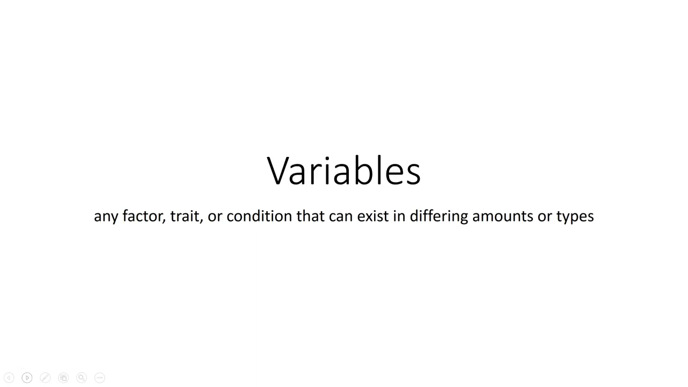Variable. Variables are any factor, trait, or condition that exist in differing amounts or types. Variables vary, so to speak, and what we're looking at is modifying these, and by modifying these, see changes in what we are studying. We've got to deal with some concepts first. Concepts are big overall pictures.